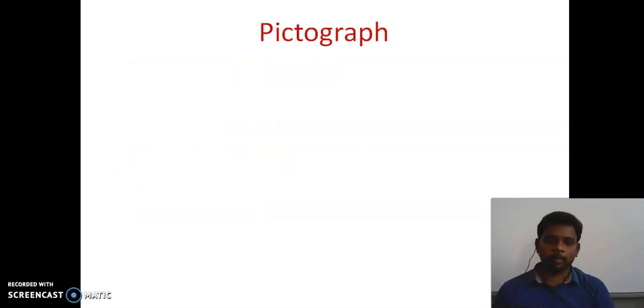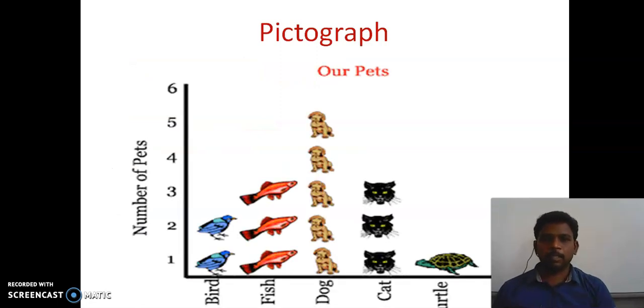So pictorial graph, that is our pictograph. It is nothing but representation of the graph by means of the pictures. So look at the graph now. The horizontal axis contains the names of the things, that is birds and animals. The first one is bird, the second one fish, the third one dogs, the fourth one cats, and the last one turtle. And the vertical line represents the number of pets, right?